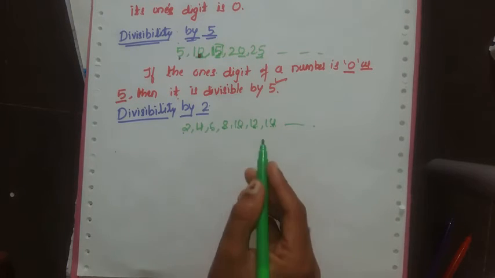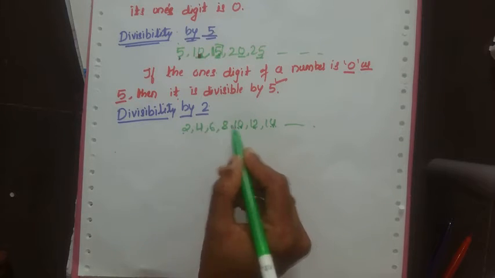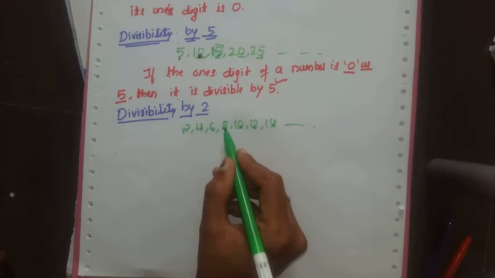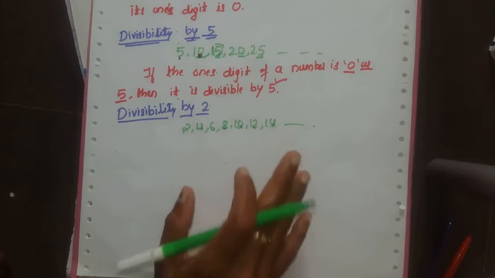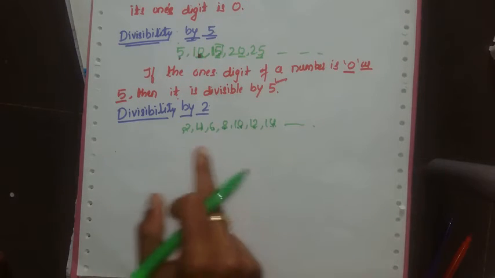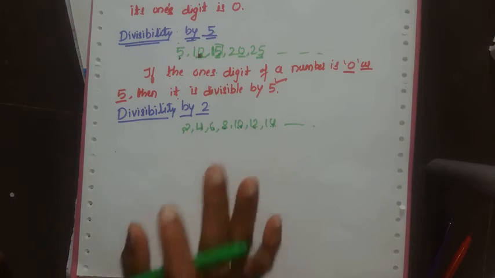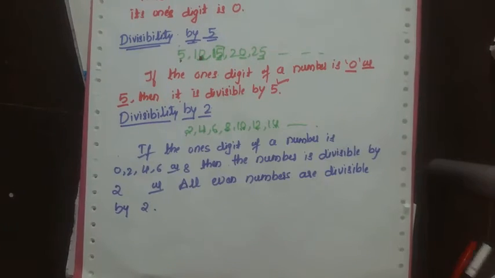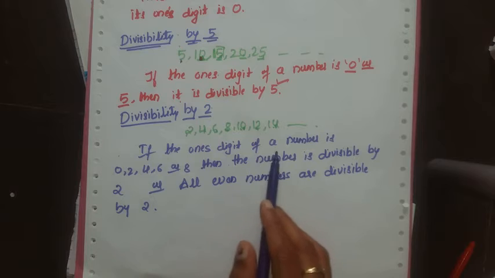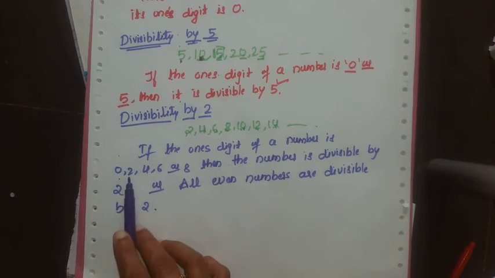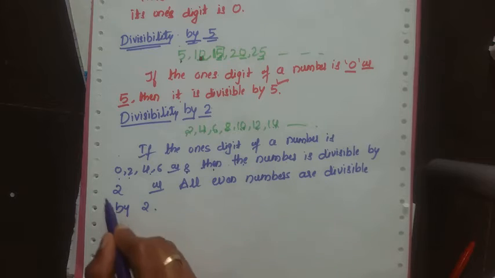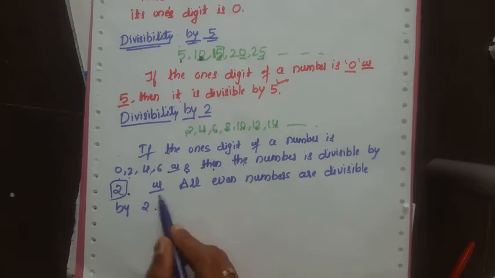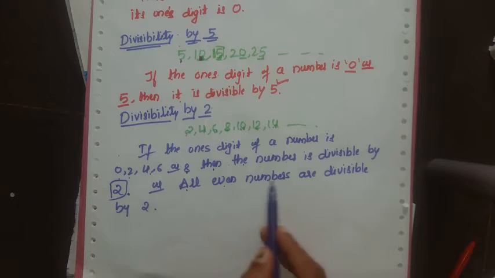The numbers which contain 0, 2, 4, 6, 8 in their unit place are divisible by 2. Or generally, all even numbers are divisible by 2. If the ones digit of a number is 0, 2, 4, 6, 8, then the number is divisible by 2.